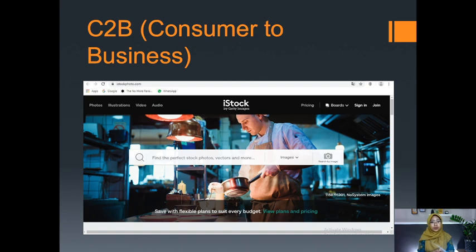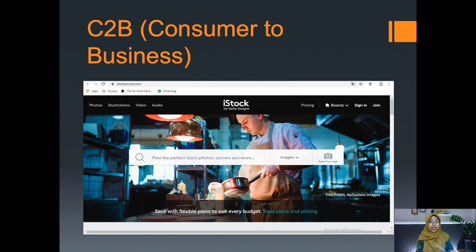So consumer to business can also appear in our daily life offline. But because we talk about e-commerce, which is online transaction, you should find the example which can be found directly or by surfing the internet. Okay, remember, online transaction, not offline transaction.